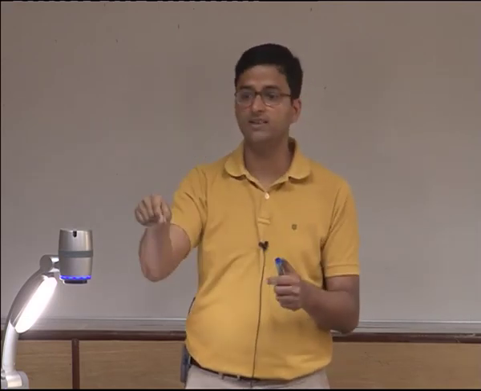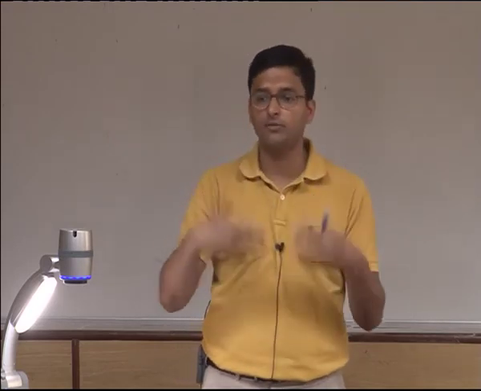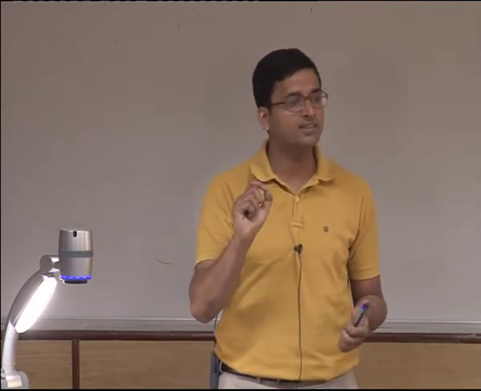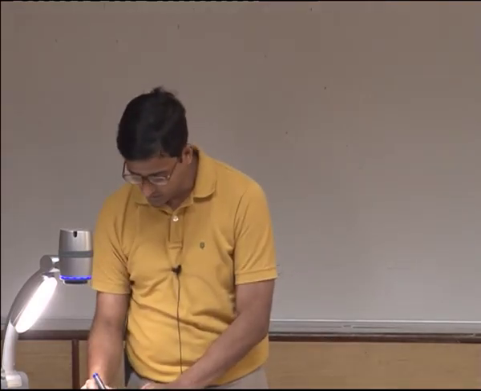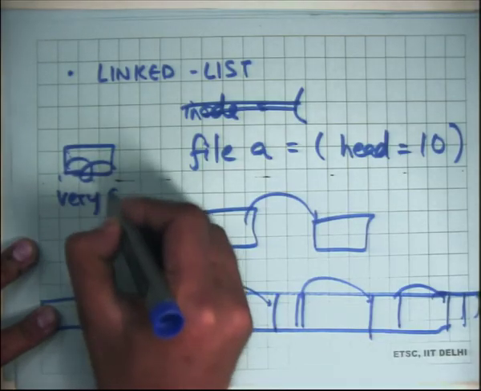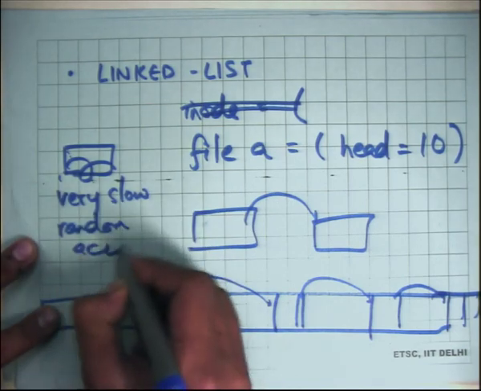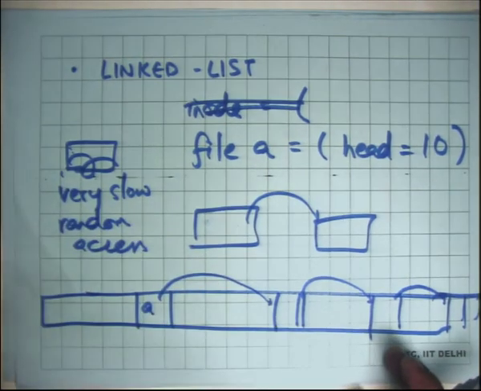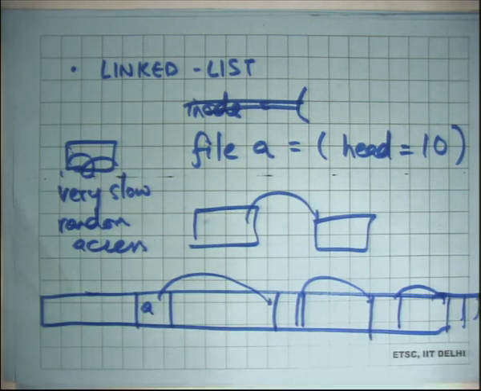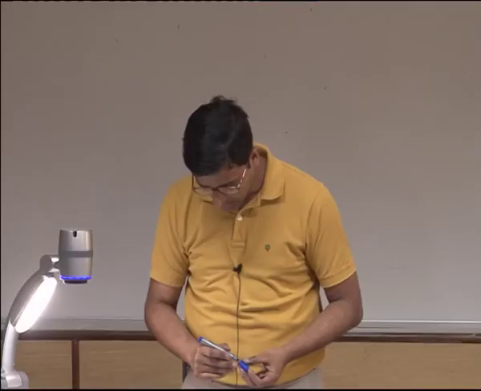I cannot overlap computation with disk access, right. I have to wait for it to come before I can actually read its pointer. So basically I have to keep blocking. So random access is very slow, terribly slow. Also, sequential access is slow, right, because sequential access now means you have to do lots of seeks because the blocks are distributed all over. Okay, that's fine.